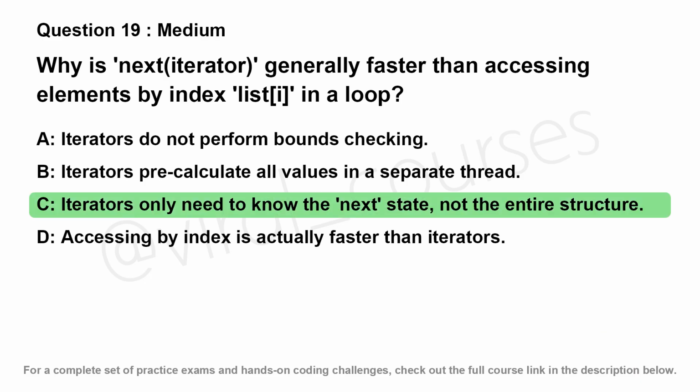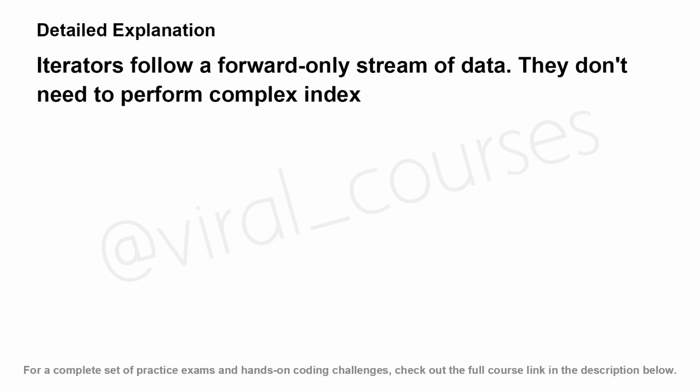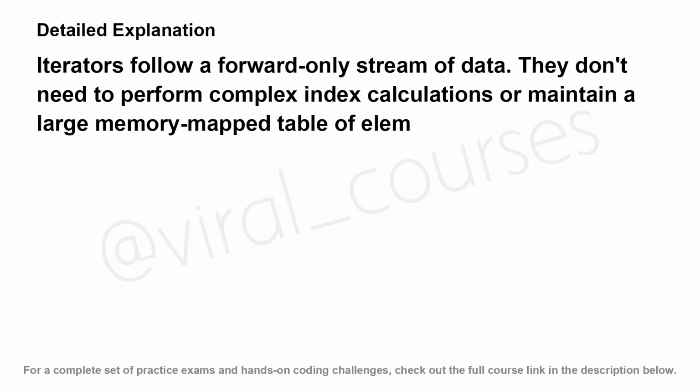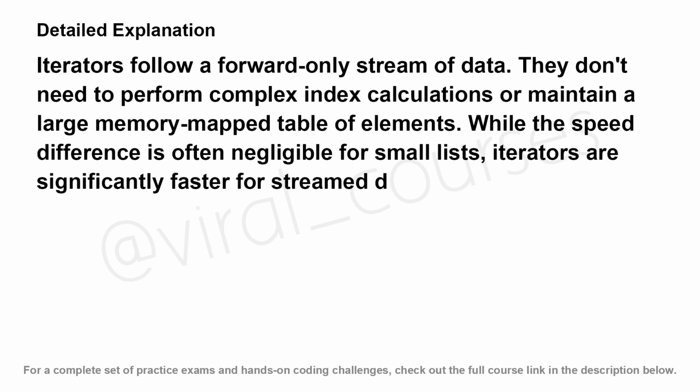The correct answer is C. Iterators follow a forward-only stream of data. They don't need to perform complex index calculations or maintain a large memory-mapped table of elements. While the speed difference is often negligible for small lists, iterators are significantly faster for streamed data or calculated sequences.